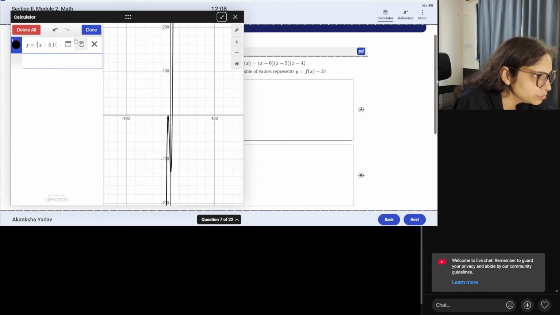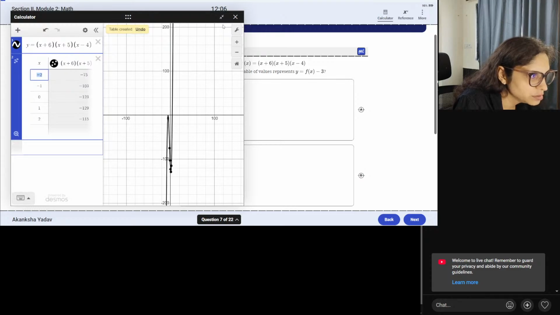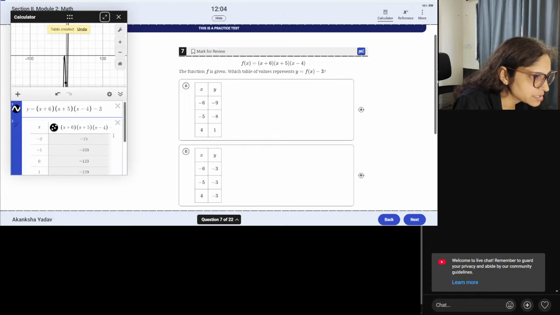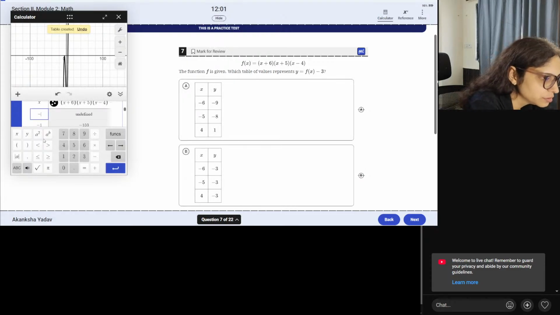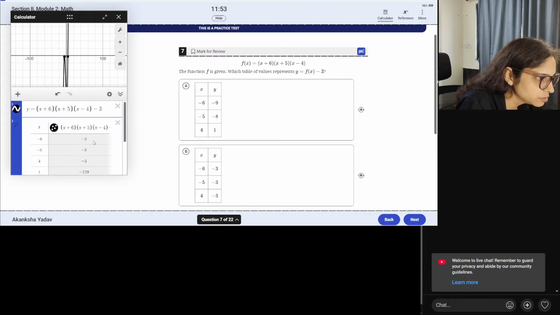Then again, like I told you, table. And what values are we taking? -6, -5, and 4. -6, -5, 4. All of them are -3. Option B.